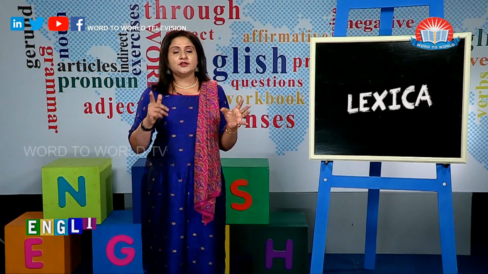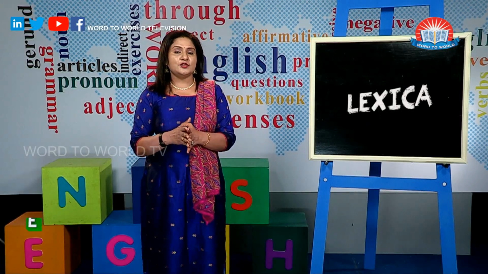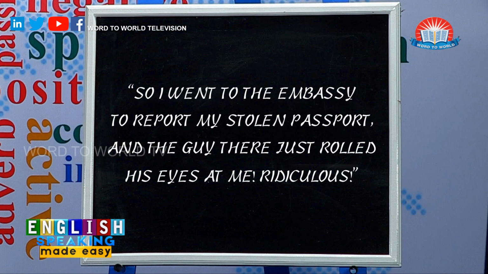So, you see a lot of people do use these kind of eye gestures. The next expression we make with our eyes is we roll our eyes. When do we roll our eyes? We roll our eyes when we either think someone is being stupid or annoying. Okay, so you say, so I went to the embassy to report my stolen passport, and the guy there just rolled his eyes at me ridiculously. When you feel people are being stupid, you say roll your eyes.